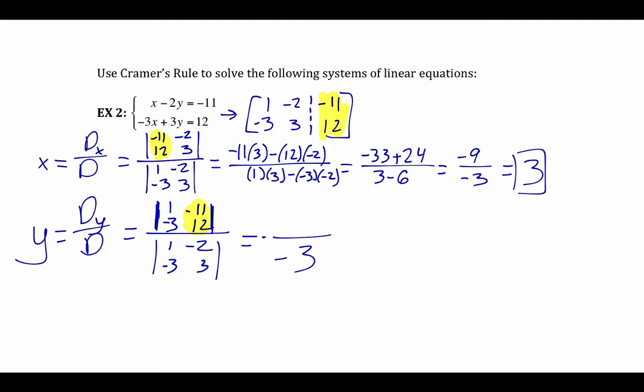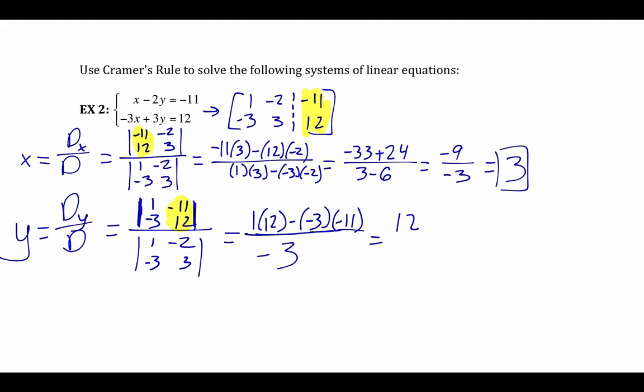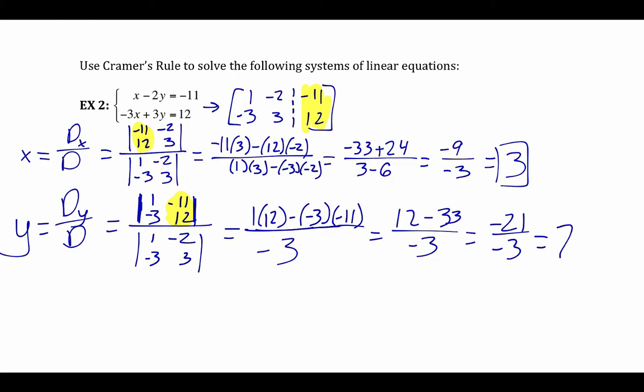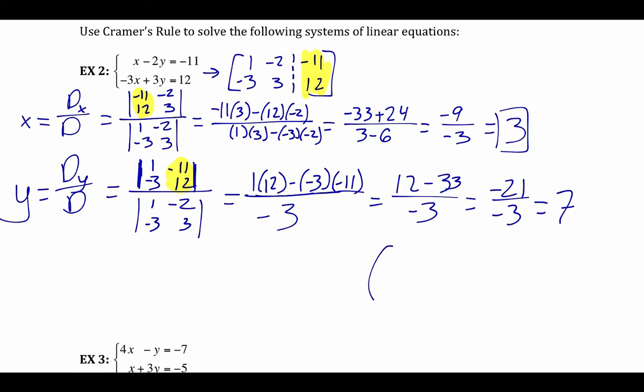So now when we do the determinant of that numerator, we have 1 times 12 minus negative 3 times negative 11. 1 times 12 is 12. Negative 3 times negative 11 is 33, so it's 12 minus 33. All that still divided by negative 3. 12 minus 33 is negative 21, divided by negative 3, which gives us our y solution of 7. So our final solution, we get an x of 3 and a y of 7. Not too bad, just a different way of setting it up.